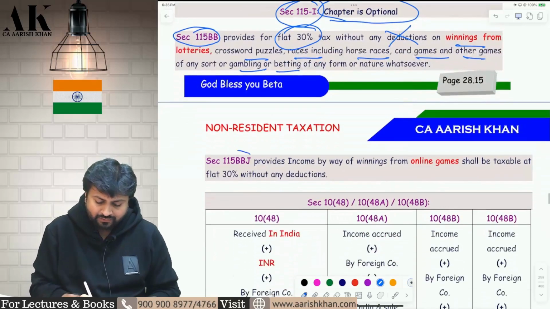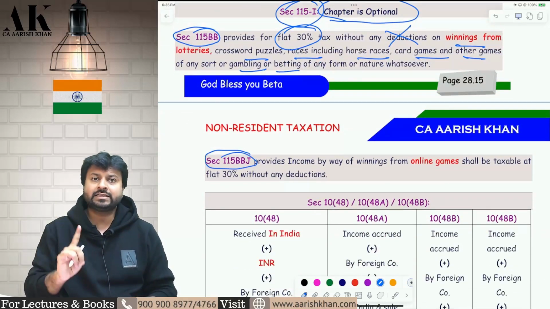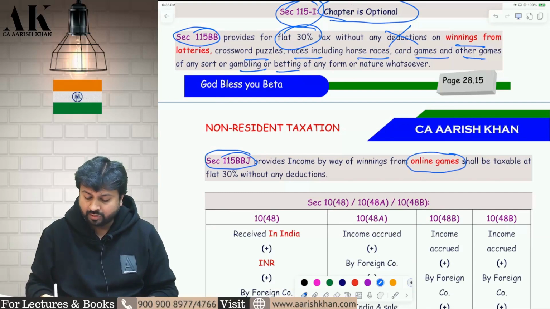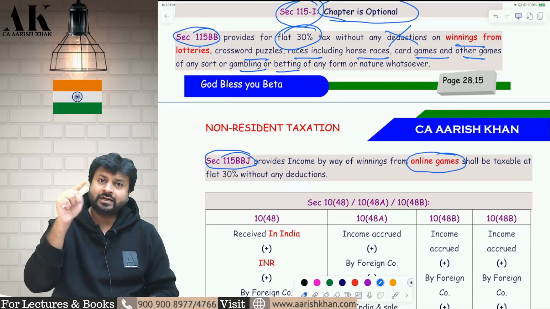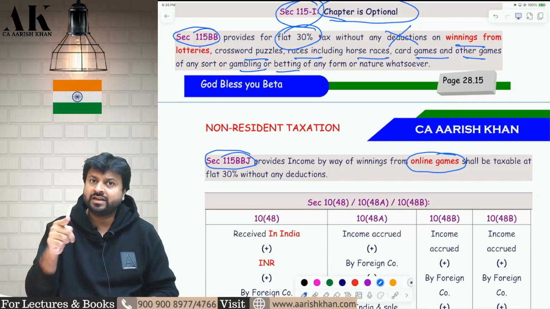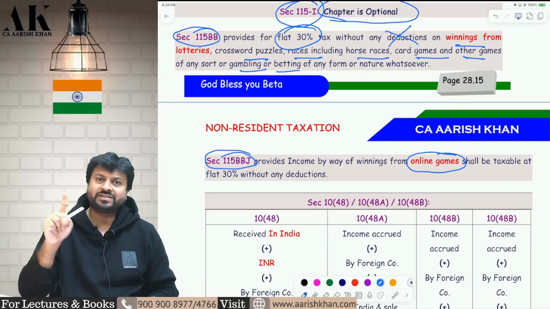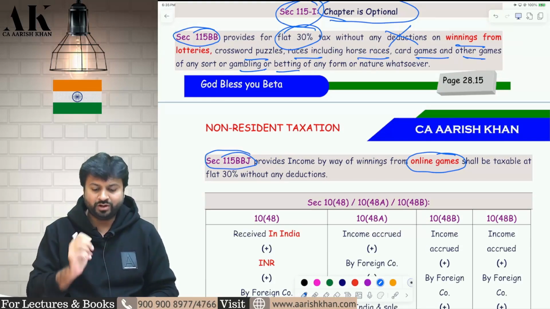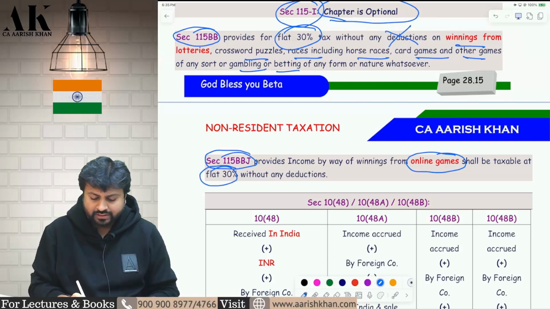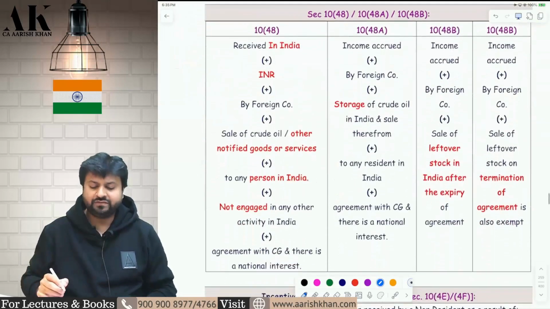Okay. Now 115BBJ is a new section inserted by Finance Act 2023, which talks about winnings from online games, about which we have already done a great discussion in the chapter of TDS revision. You can go and check over there the TDS revision, which we have already recorded in full English for you all. Okay. So that is also subject to 30% flat tax without any deduction of any expenses.